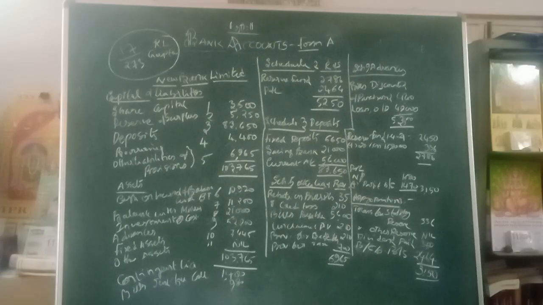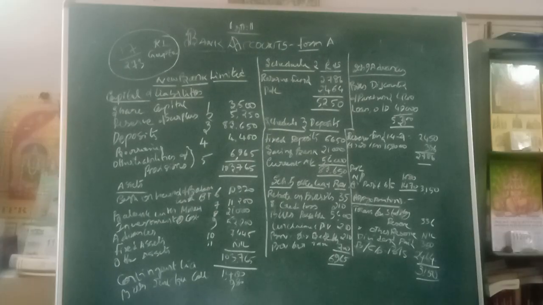Next, land and buildings. This is fixed assets. The amount of land and building, after depreciation up to 31/3/2021, is 7445. That should be taken in land and building, on the asset side, in the fixed assets schedule.